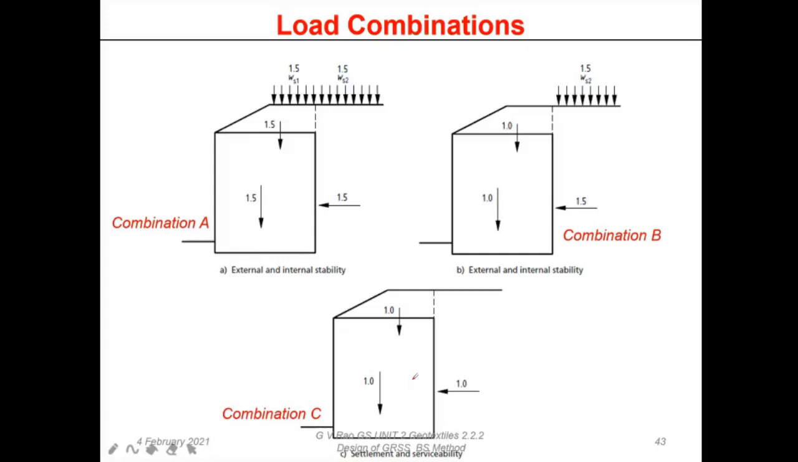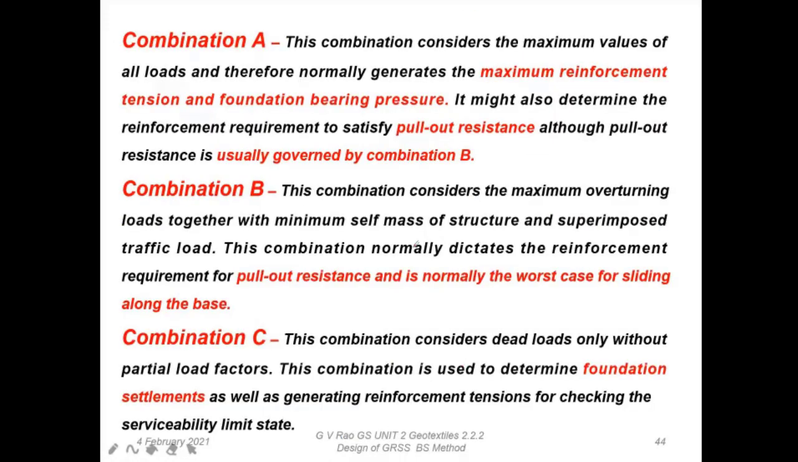So what are we trying to achieve with this? If you just look at combination A, this combination considers the maximum values of all loads and therefore normally generates maximum reinforcement tension and foundation bearing pressure. It might also determine the reinforcement requirement to satisfy pullout. Sometimes pullout also could be critical. But otherwise, it's always going to give you the maximum reinforcement tension and bearing pressure, that means the vertical load which acts upon the foundation. Pullout is normally governed by combination B, but sometimes this also comes under combination A, so we have to check this also.